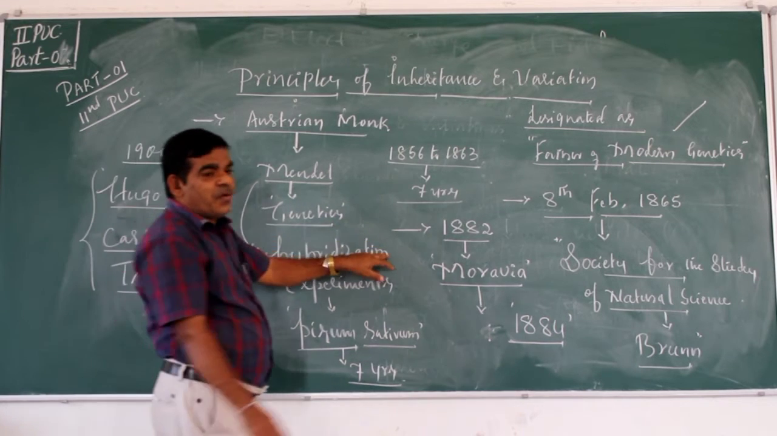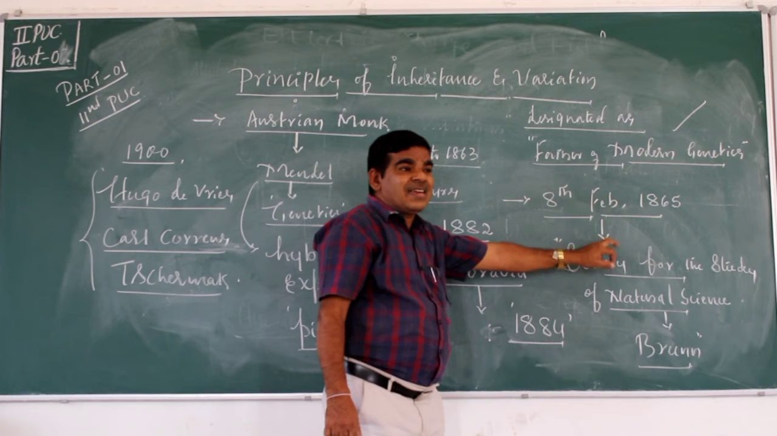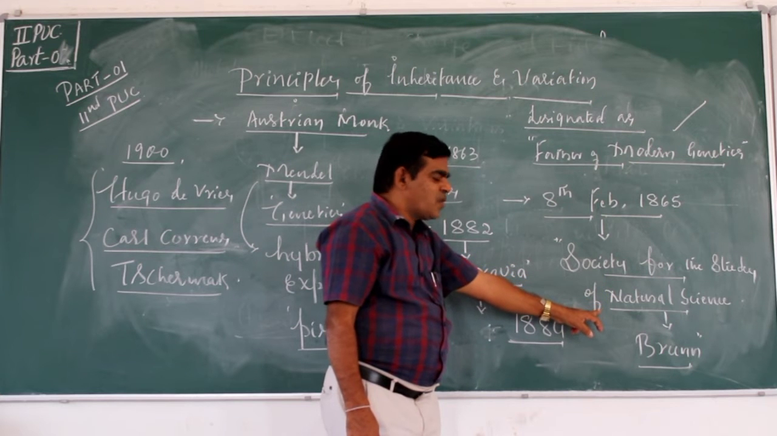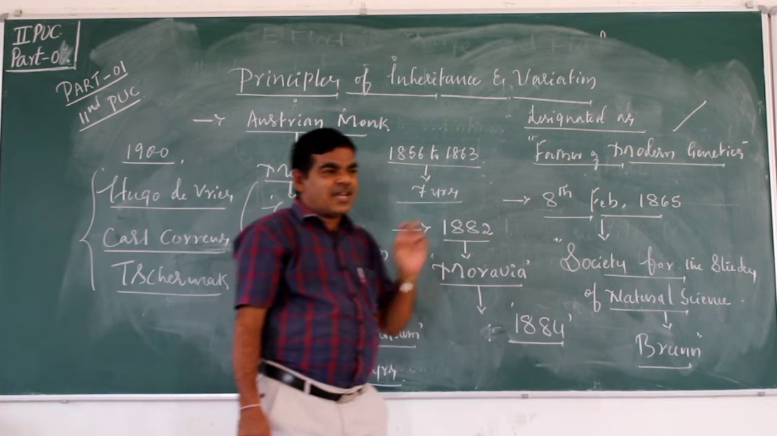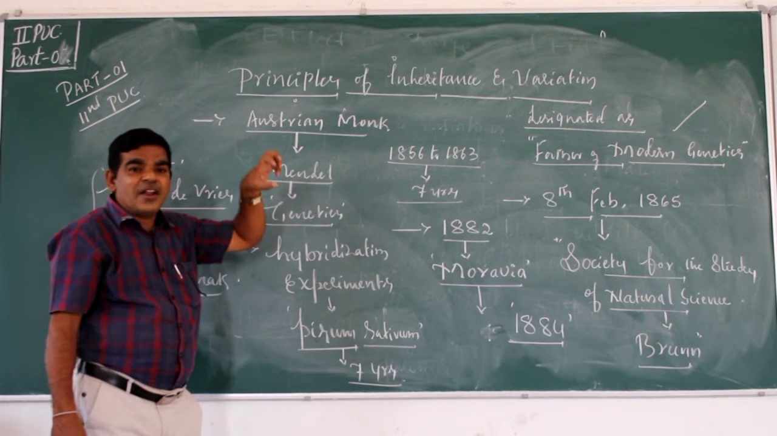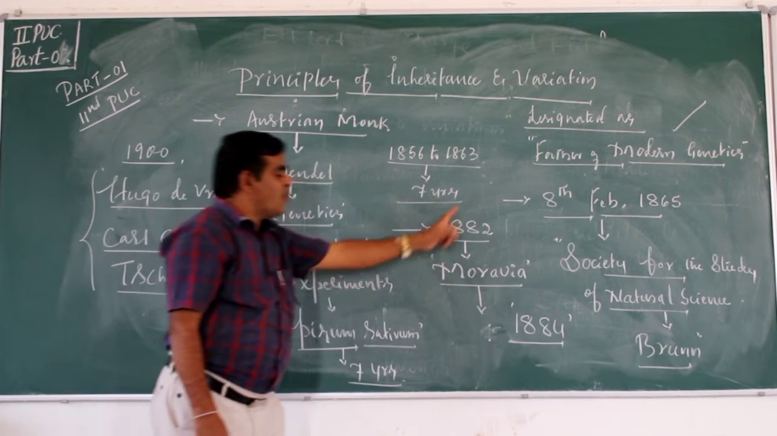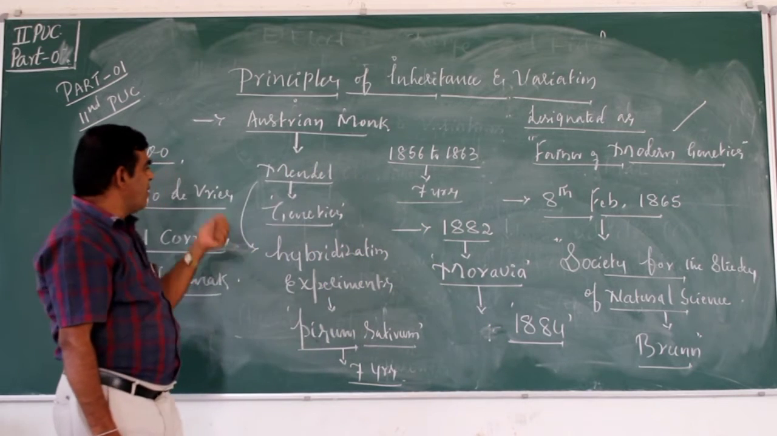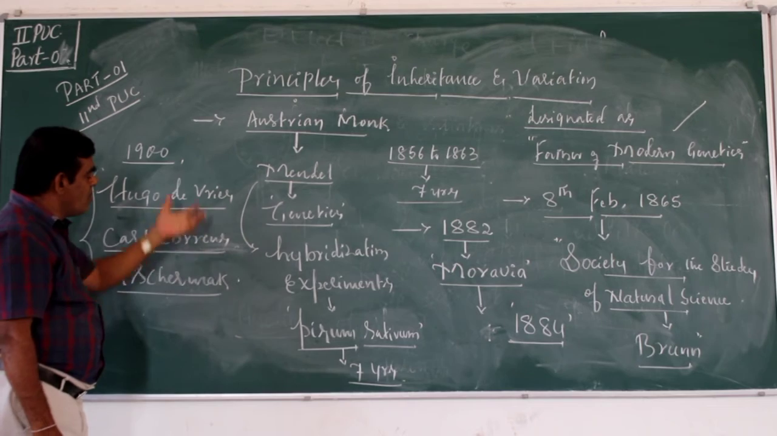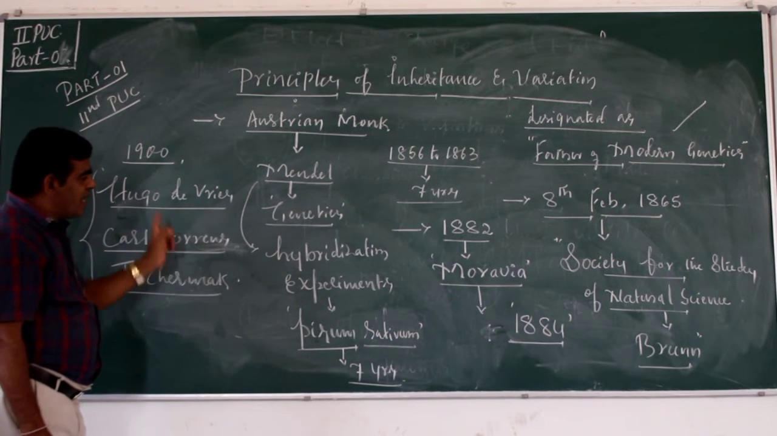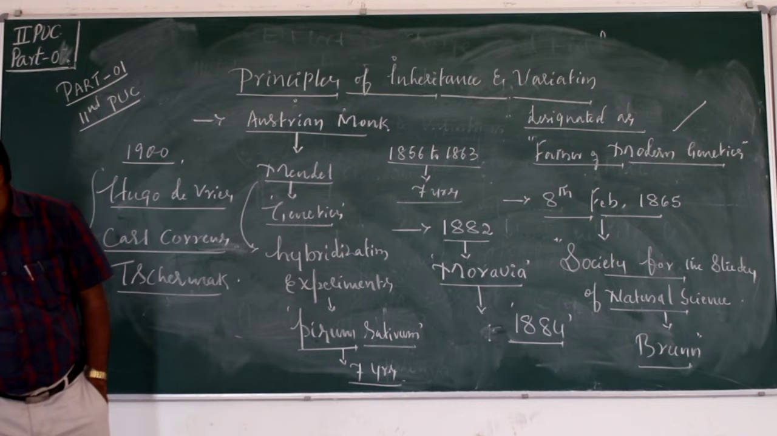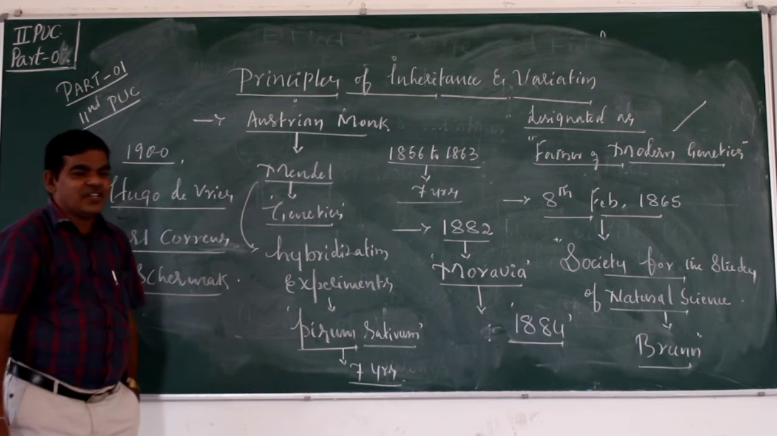Clear? The 8th February 1865 is very important. He presented his results on the hybridization experiments conducted on Pisum sativum to the Society for the Study of Natural Science in Brünn. But at this time, his work was unnoticed by the scientific world, and Mendel died in 1884. After his death, three scientists, Hugo de Vries, Carl Correns and Tschermak, rediscovered all the Mendelian principles, and all of them are correct. That's why after his death, Mendel was regarded as the father of modern genetics. Clear?